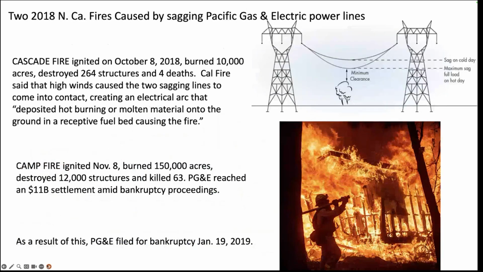So in 2018, there were some very devastating fires in California, which were caused by sagging transmission lines on hot days. There was one in October of 2018, which burned 10,000 acres, destroyed 264 structures, and caused 4 deaths. And there's another one, the Camp Fire, which burned 150,000 acres and killed 63. PG&E reached an $11 billion settlement over that, and as a result, they filed for bankruptcy in 2019. So this is not a trivial matter.